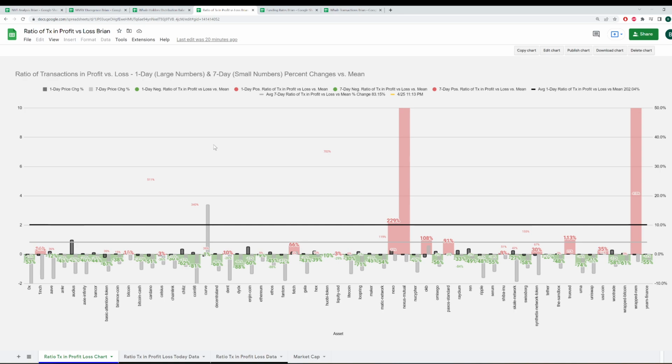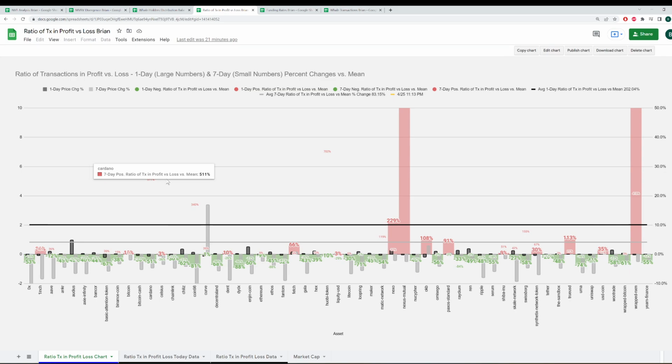The ratio of transactions in profit versus loss. We just put up a Sansheets article about this model and gave a link to it. But just to recap how it works, you'll see big numbers here and then smaller numbers here for each asset. The big number represents the 1 day ratio of transactions in profit to loss. This smaller one is the 7 day ratio of transactions in profit versus loss.